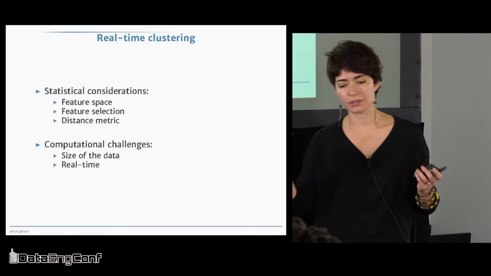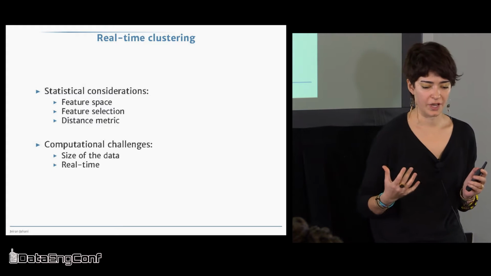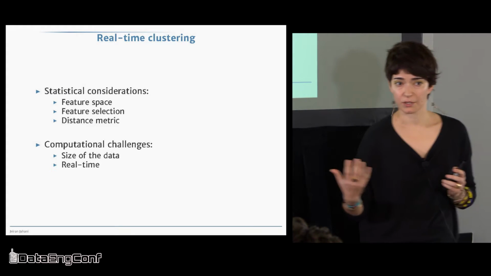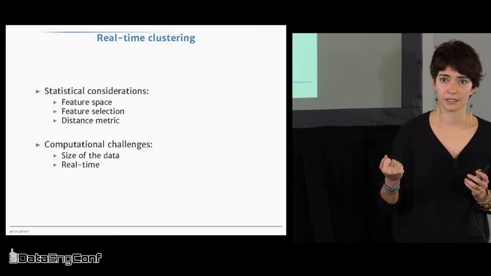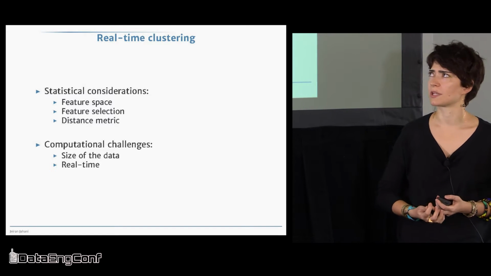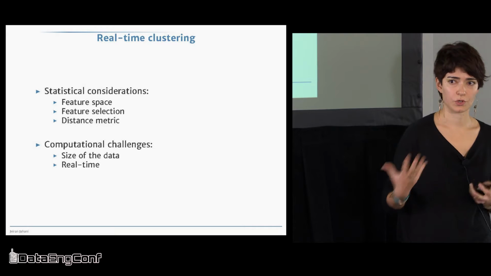How you go about it is you have to have a mathematical abstract way to represent your objects, articles in this sense. So you have to embed them in a feature space. What is that feature space? What are the features?